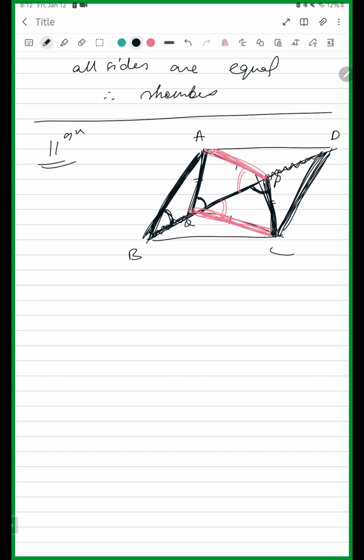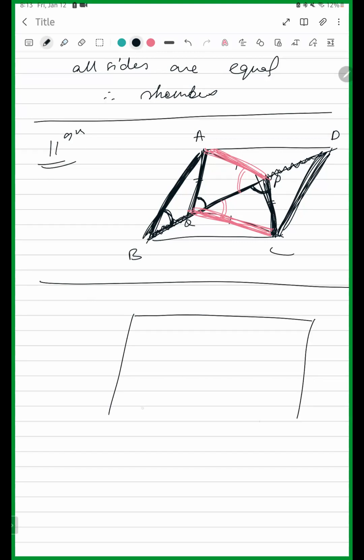Sixth question. ABCD is a parallelogram and AP and CQ are perpendiculars. Show that triangle APB is congruent to triangle CQD. So we have a parallelogram and this is a diagonal. This is a perpendicular over here and this is a perpendicular over here.